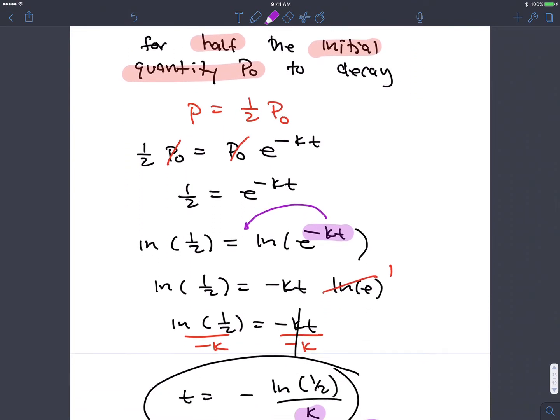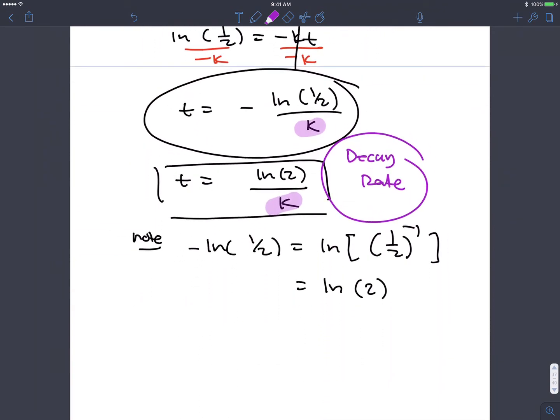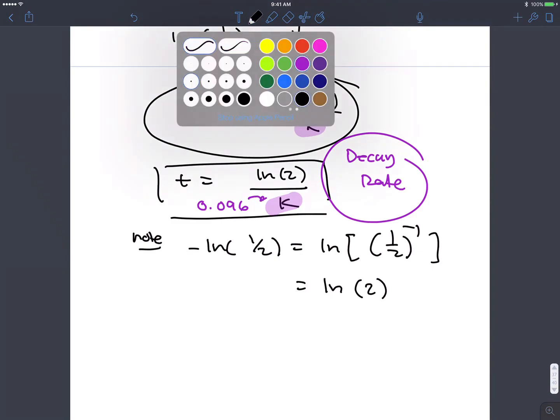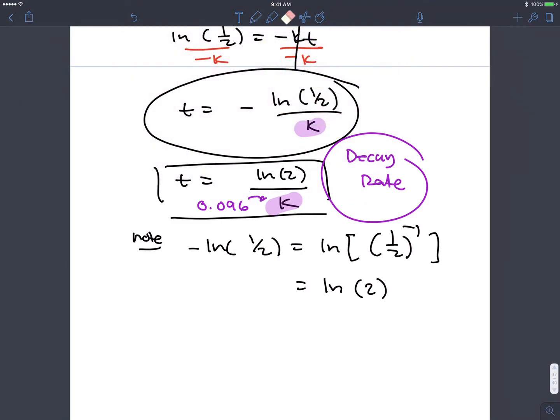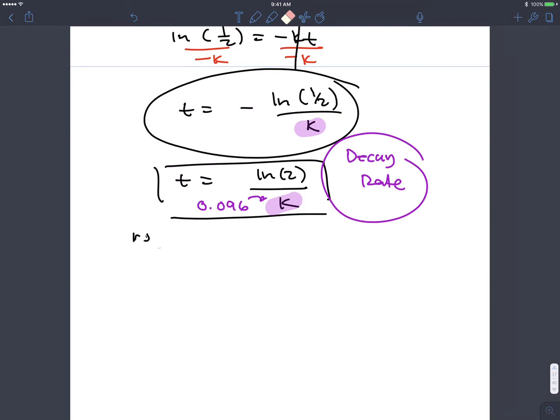So just replace k with 0.096. That's what this k is going to be. So t will be, let's erase this other work, you know where it comes from. t is going to be the natural log of 2 over 0.096. Use your calculator.